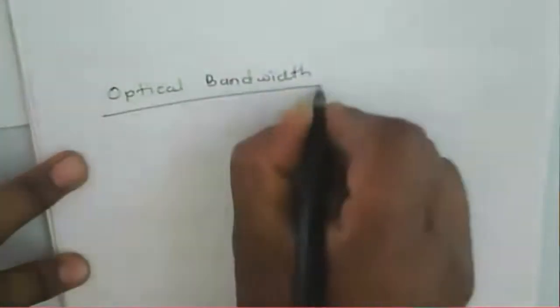Then optical bandwidth. Generally, in general, a bandwidth we have defined in terms of frequency.